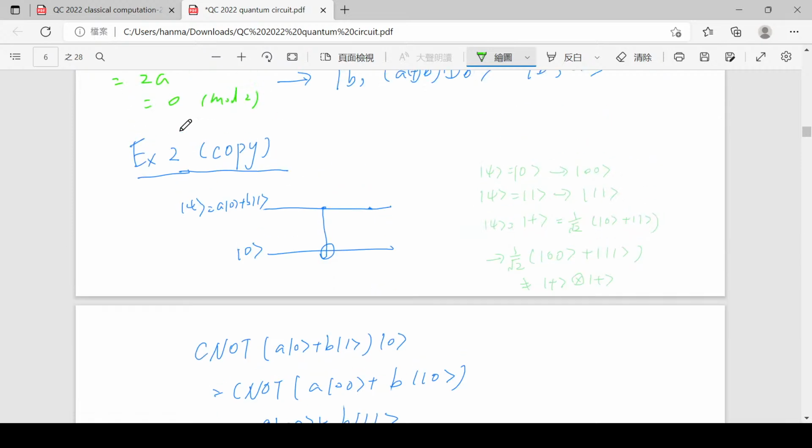And why do I say it's copying? Because it copies classical information. If psi is a computational basis state, so if psi is 0 or 1, then this becomes 00 or 11. So it's 2 copies of 0 or 2 copies of 1. But as we say, there is no cloning. If psi is not just those two, say it's the plus state, then it becomes 00 plus 11, and that's not the same as the tensor product of the plus state and the plus state.